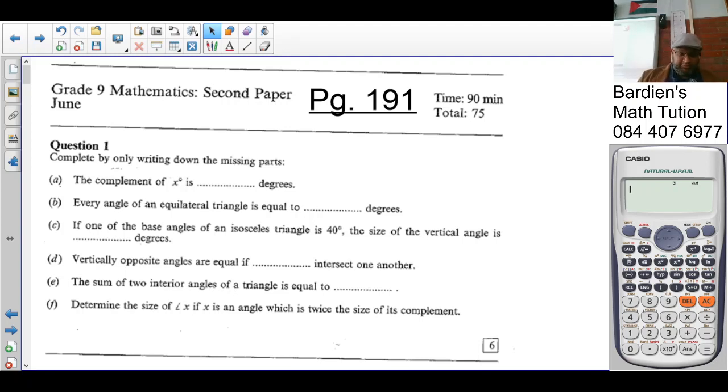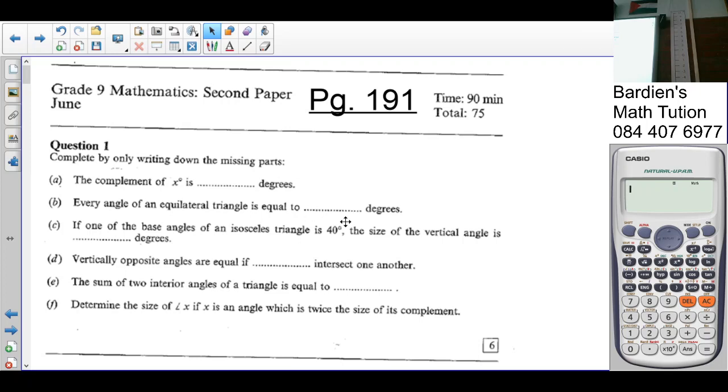Good morning. So today we're looking at the second paper, June, of the Grade 9 Study and Master on page 191. Okay. At this point you guys have answered all the questions, so just let me know whatever you don't understand, and we'll take it from there. Okay.